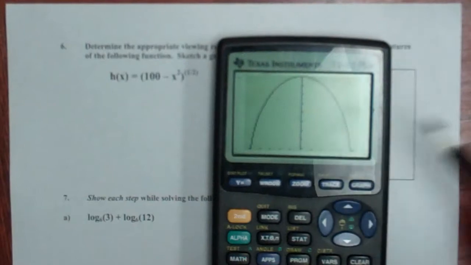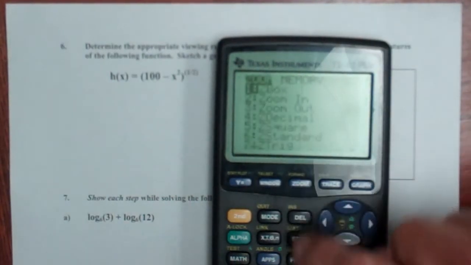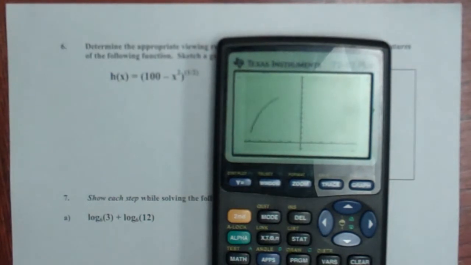That's good. If you want to be fancy, you can do zoom 5 after this, and this will make the x and y axes at the same scale. Alright, and it turns out it's half of a circle.